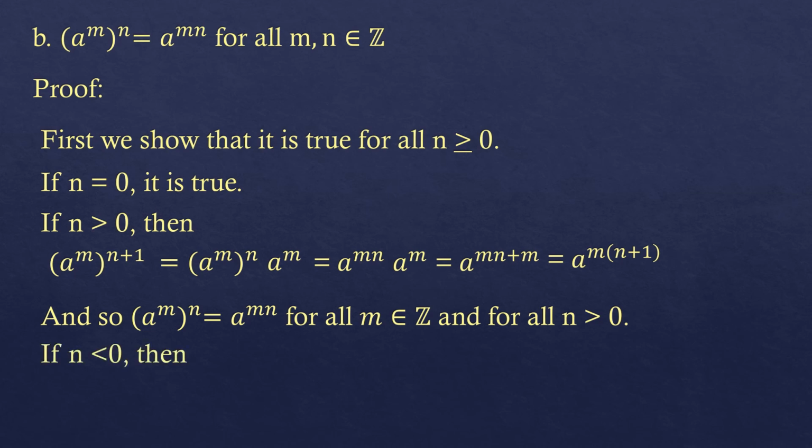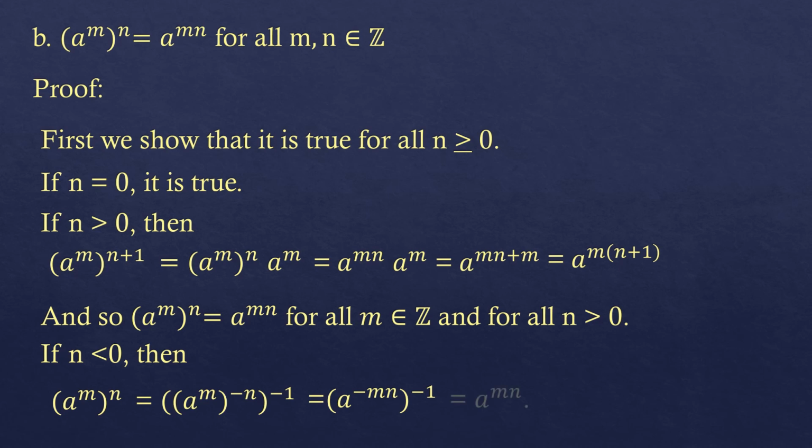Now we're going to show if n is less than 0. Then a to the power of m to the power of n is equal to, so we will apply the definition when it's negative integer, negative exponent. So if we simplify, m and negative n exponents can be combined into negative mn. And then we're going to combine negative mn and negative 1, so it becomes positive mn. And that is the proof for letter B.